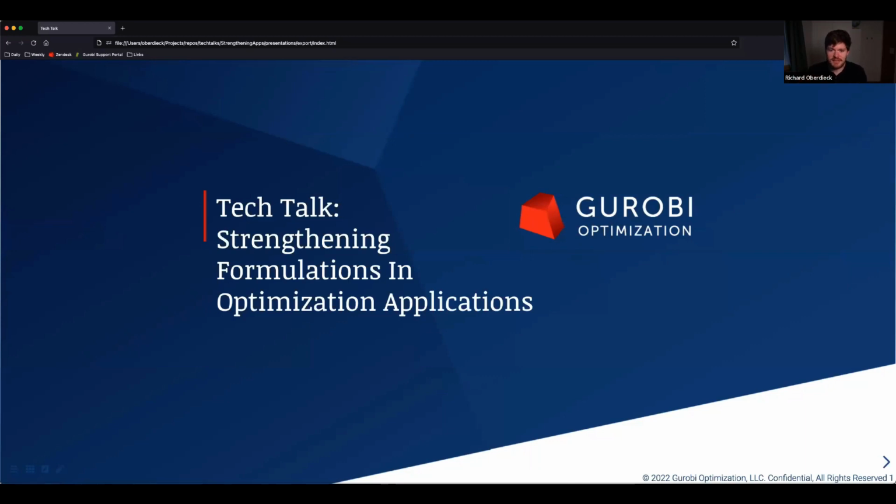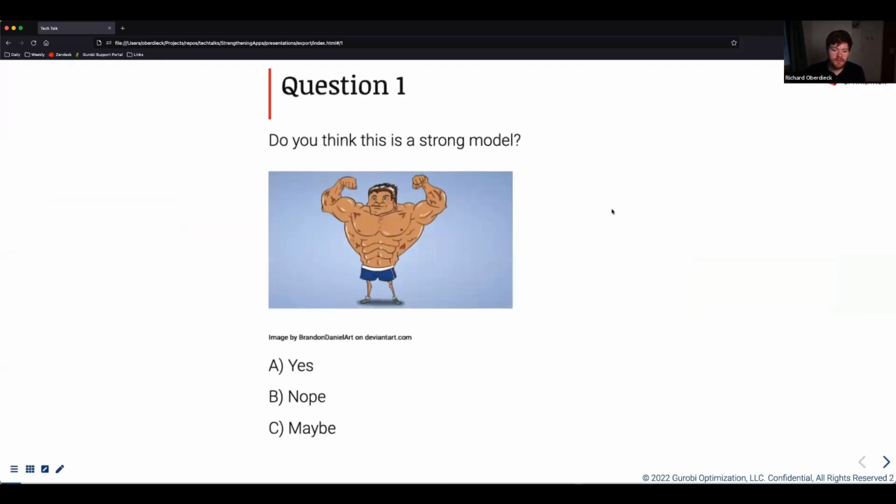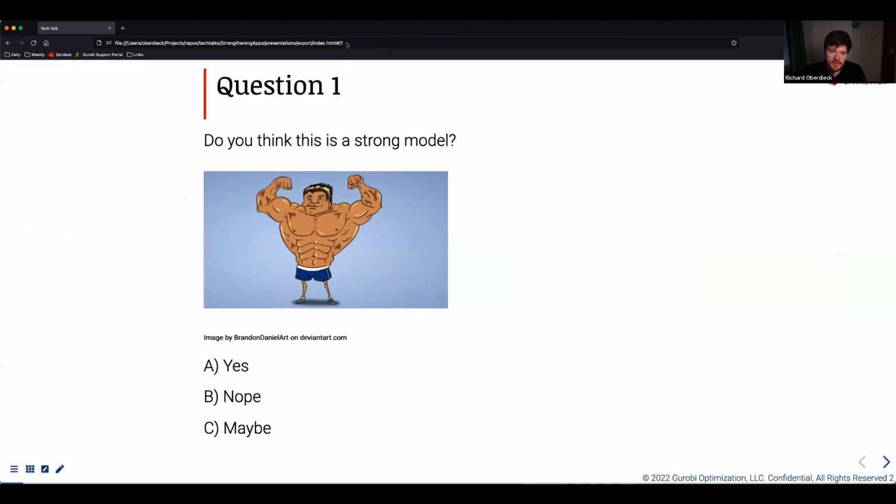But this time we're going to go at it from the application side instead. But as it's almost tradition at this point, we want to get our brain loosened up a little bit for this topic. So I want to ask everybody to think about this question: do you think this is a strong model? Yes, no, or maybe. I'm going to give it a few moments for the results to pour in.